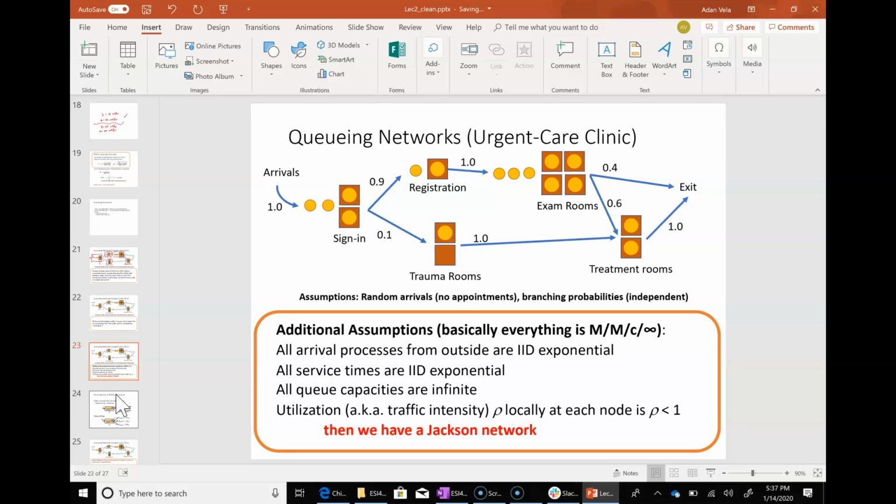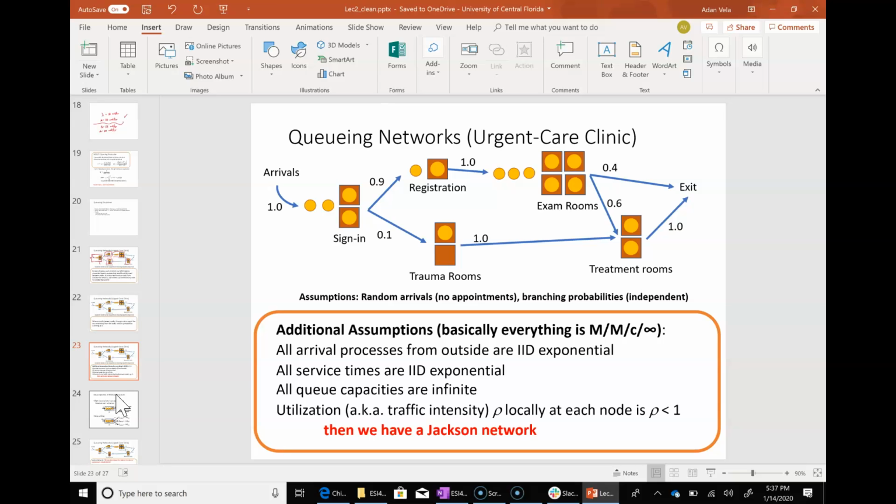First, we're going to assume all our arrivals are exponential. And so this is that Markov process that we have all the three equations for. Also, all our service times are exponential and IID. Again, this is so we can use those nice and easy equations in that table. The other assumption is that the capacity for the exam room, the registration, the sign-in is infinite. Again, so we can use our pretty equations.